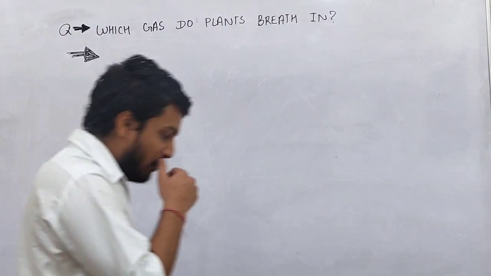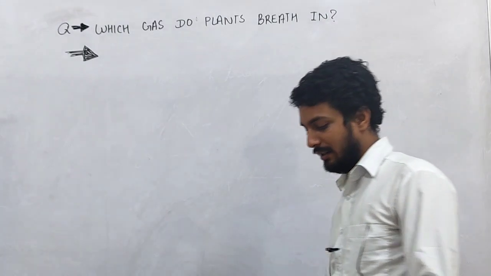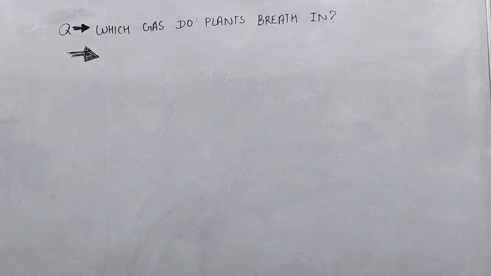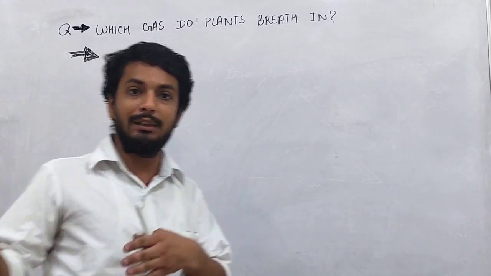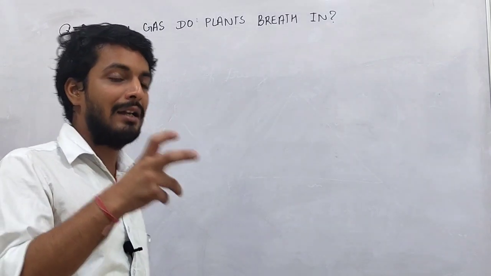Okay, cool. Today we are going to discuss which gas do plants breathe in. We know that plants have special organelles called plastids through which the process of photosynthesis occurs. It is the specific feature of the plant cell.